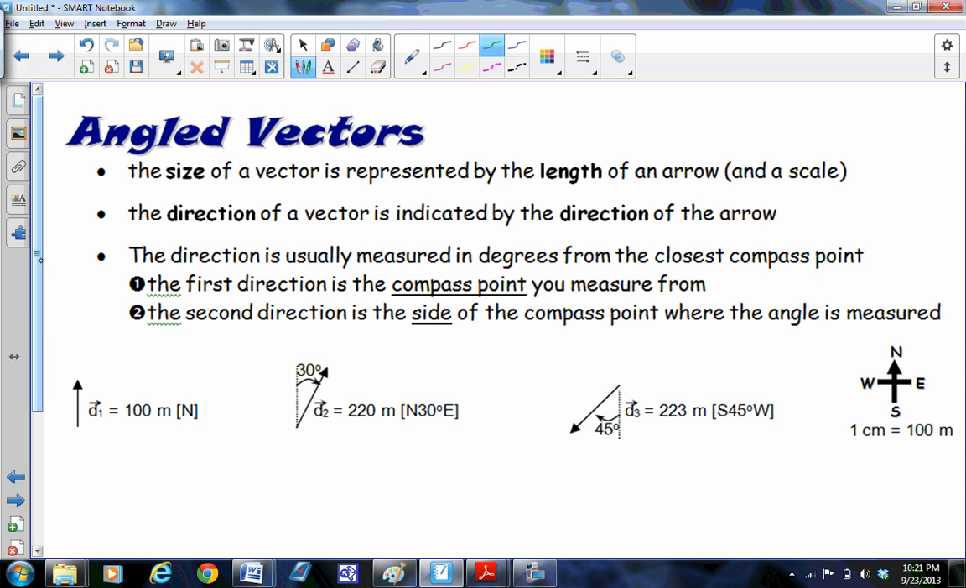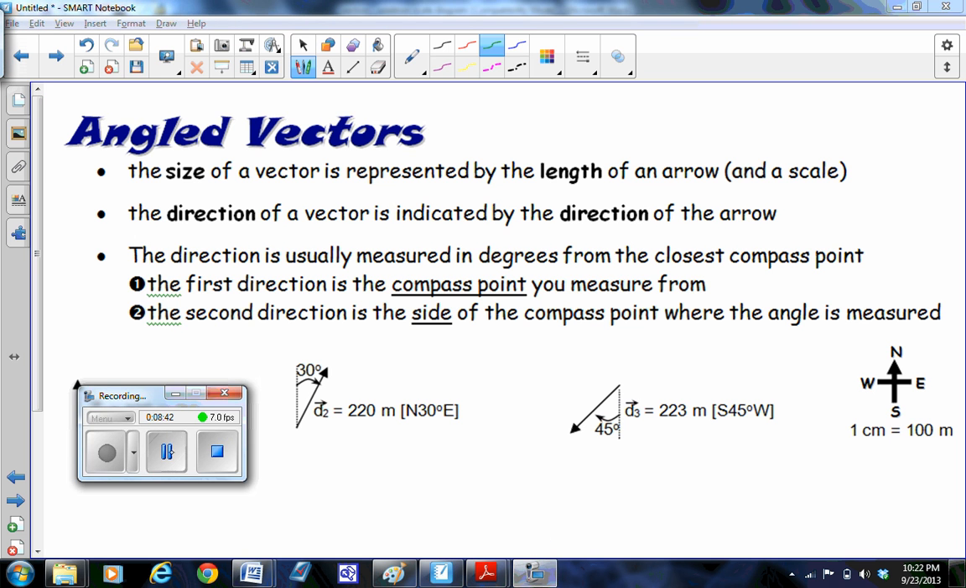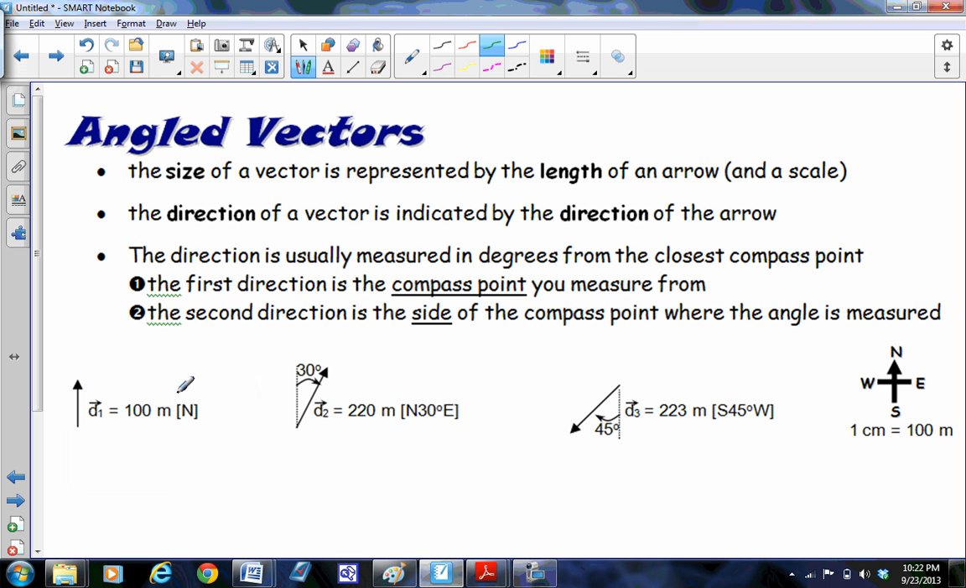So just like before, these vectors, when they're at an angle, the size of the vector is determined by the length of the arrow, and the direction is the direction of the arrow. The only thing you have to worry about now is this angle. It's at an angle. So here's what you do. You always have two measurements here. So if I'm going northeast, I'm going to have a north part and an east part.